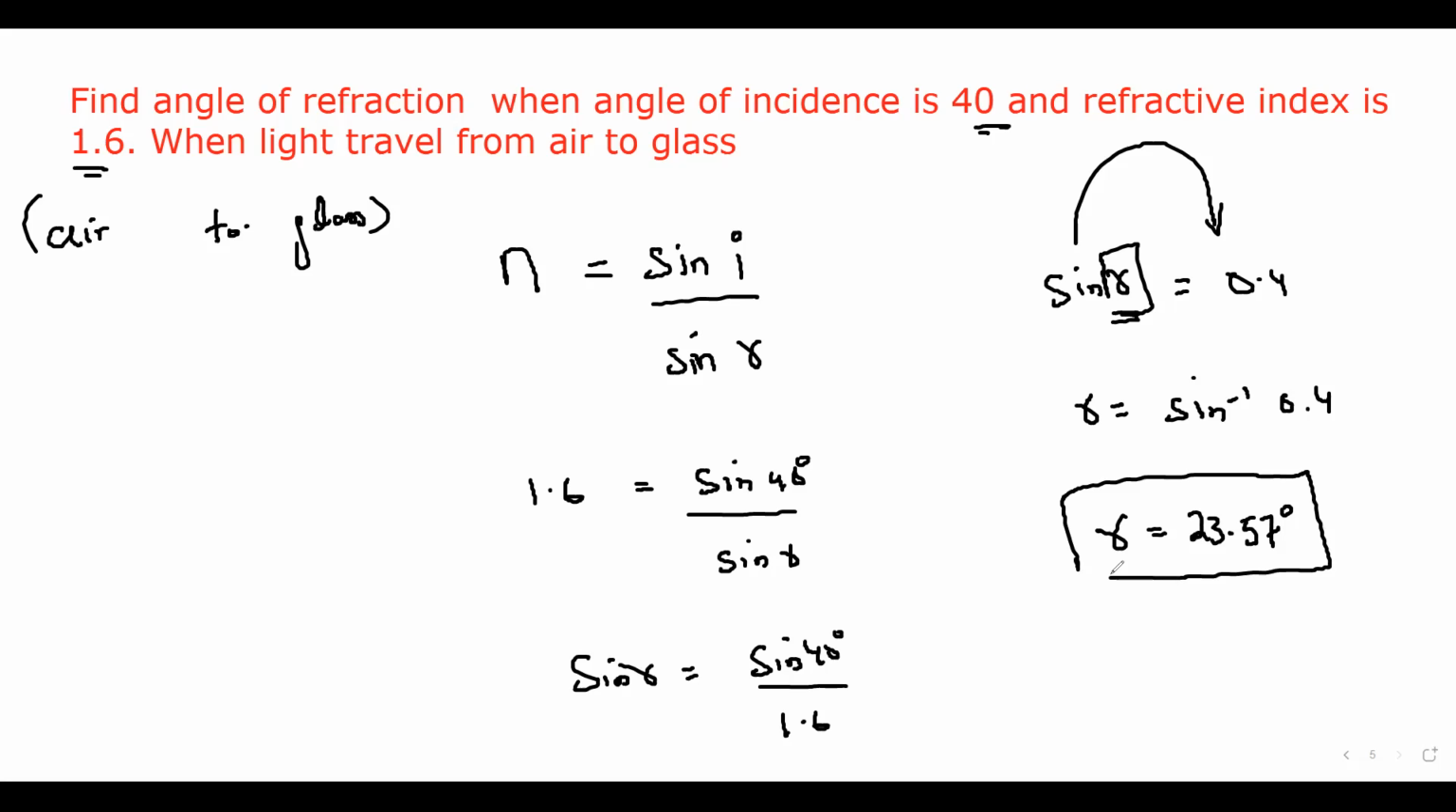This is the same thing, same question. Sometimes in the question they give you the refractive index and angle of refraction, and you have to work out the angle of incidence. Sometimes you have the angle of incidence and refractive index, and you have to work out the angle of refraction. But the technique remains the same. The method remains the same. The only difference is what you take at the last: you will just take sine inverse.